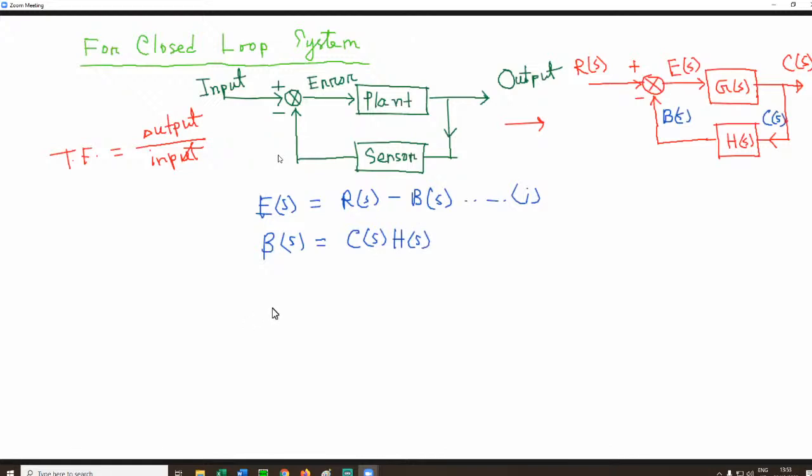Now, what is the equation of CS? CS is the output. What is the equation of CS? Yes, RS minus BS, first bracket off, then into GS, in terms of ES. ES into GS, sir. Very good. And GS. Now from here you can find the value of ES, right? Definitely.